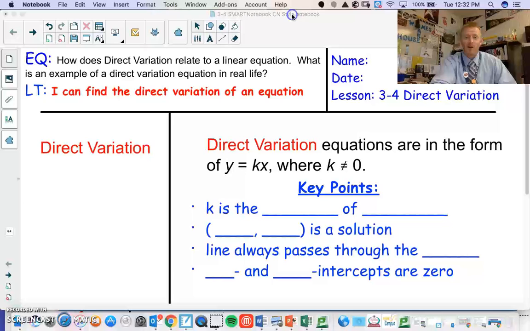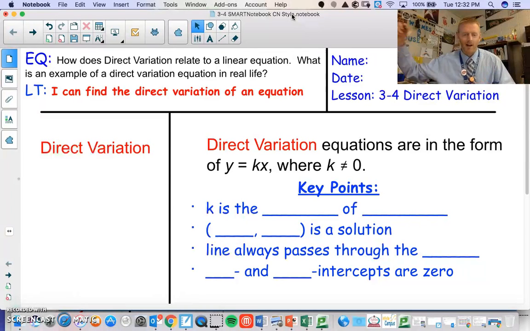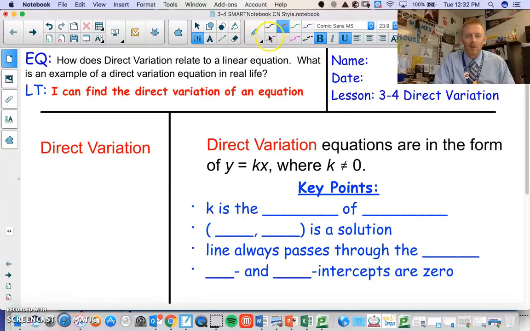This one's all about direct variation. You learned about direct variation as a 7th grader, so let's try an 8th grade take on this one. Direct variation is any specific equation that falls into the form y equals kx. This is super important, and k cannot be equal to 0.